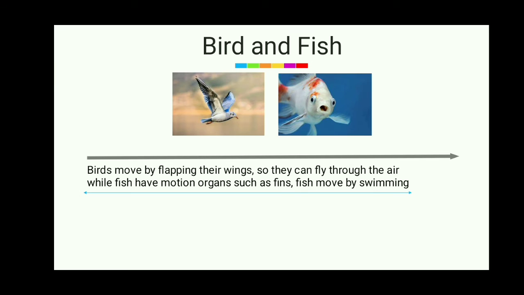Birds and fish. Birds move by flapping their wings so they can fly through the air, while fish have motion organs such as fins. Fish move by swimming. The fins are in pairs, on the right and on the left, and the tail fin is at the back. This fin is useful so that the fish can move forward.